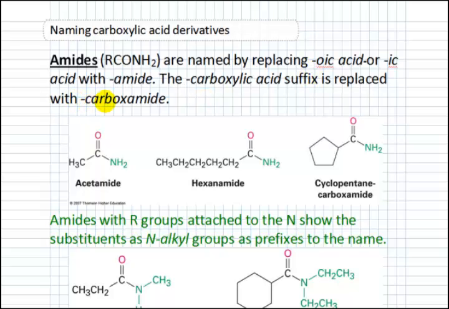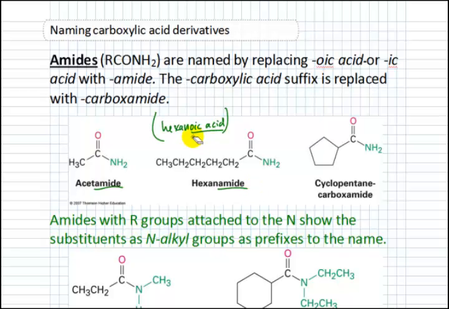So if it's an oic acid, we'd take that O with it, because we'd want to avoid that double vowel there. And we just replace it with amide. So acetic acid becomes acetamide. Hexanoic acid becomes hexanamide. See, we took the O as well.